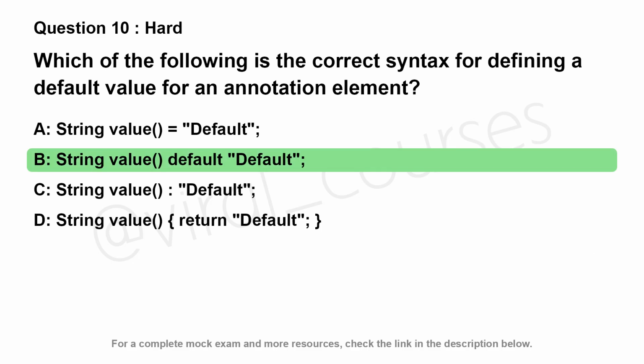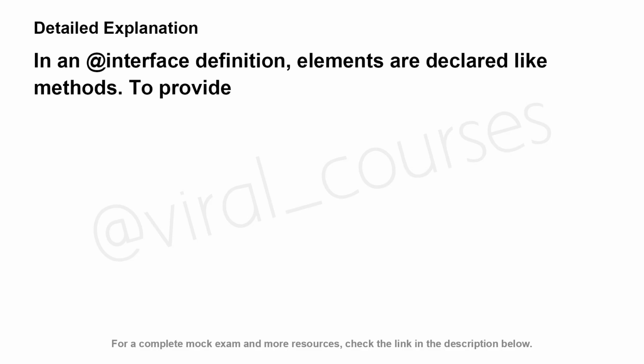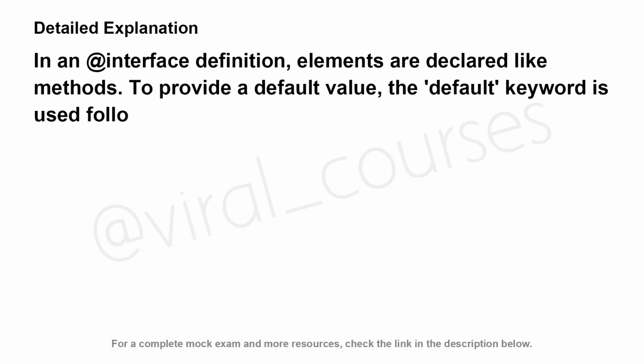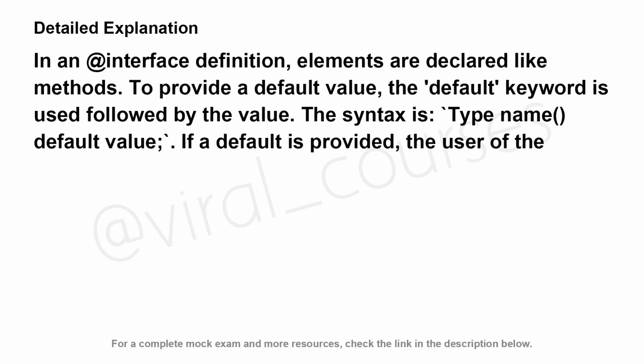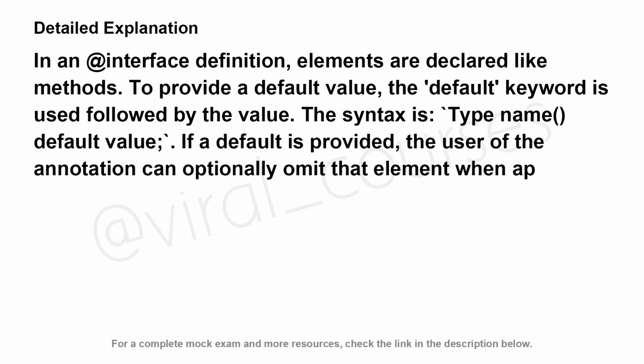The correct answer is B. In an annotation interface definition, elements are declared like methods. To provide a default value, the default keyword is used followed by the value. The syntax is: type name() default value. If a default is provided, the user of the annotation can optionally omit that element when applying the annotation.